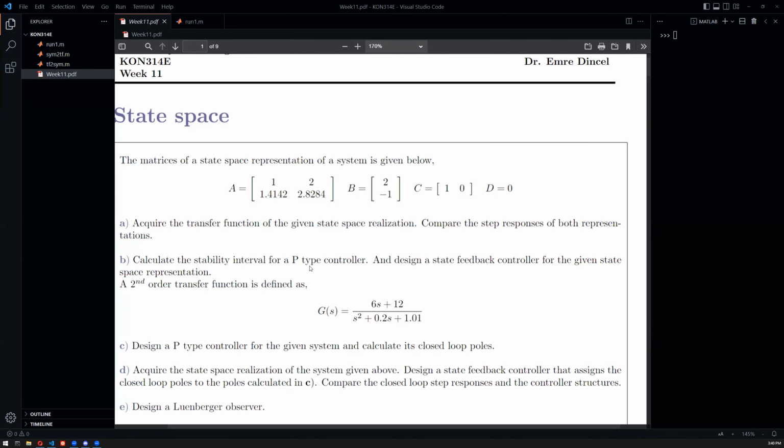This is week 11, and as far as I remember, this is probably the last laboratory session that we are going to have. And this week we will be concluding our discussion with the state space methods, or the whole representation and whole state space world.